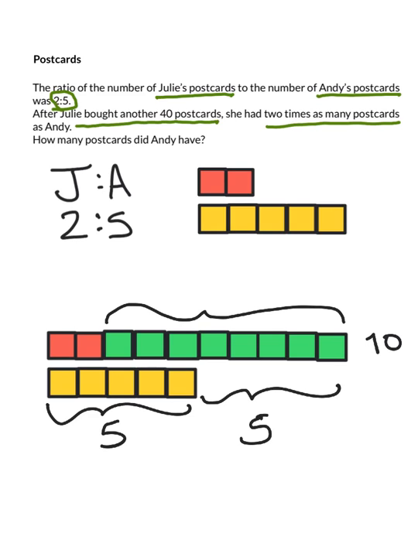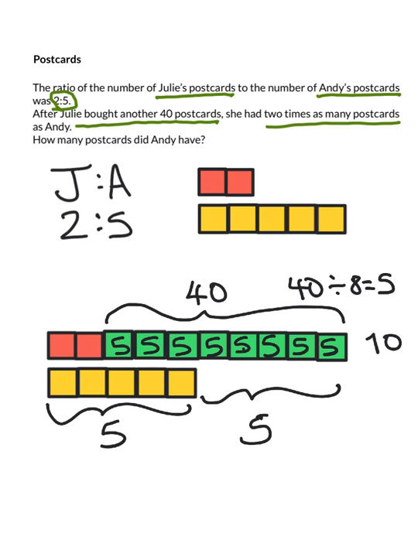The green squares represent the extra postcards that Julie bought, and we know that she bought 40 extra postcards. We have 1, 2, 3, 4, 5, 6, 7, 8 green squares. We know that 40 divided by 8 equals 5. That means each of these green squares must be 5 to give a total of 40.